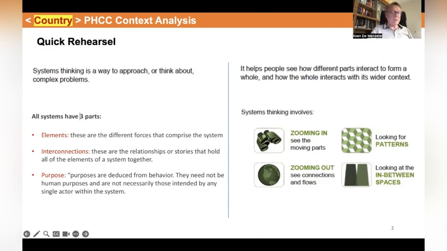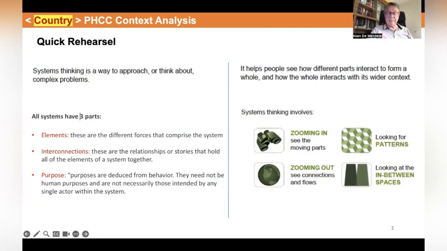Very important to remember is that systems always have three parts. First, they have elements, the different forces that comprise the system. They have interconnections between those elements, and these interconnections are stories and have their own importance. And thirdly, systems have a purpose. Healthcare systems have the purpose of keeping us healthy.